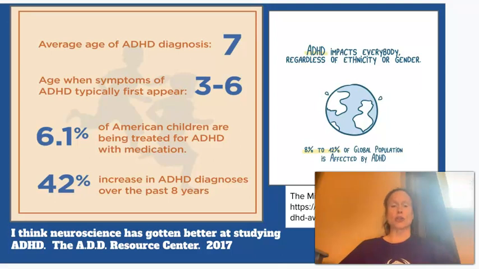6.1% of American children are being treated for ADHD with medication, and this fascinates me. There's been a 42% increase in ADHD diagnoses over the past 8 years. Now this was in 2017. So what's going on in those years? I hypothesize that it's a lot of neuroscience studies. Like the tech that we're using right now to study the brain, it's exploding and it's super cool.